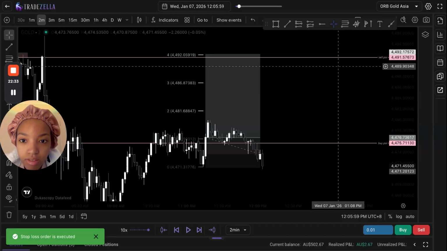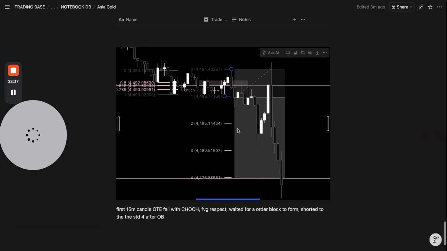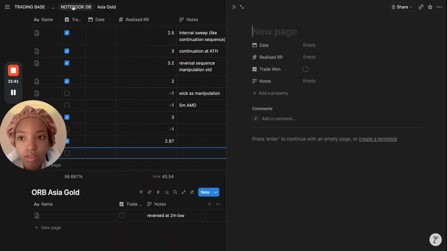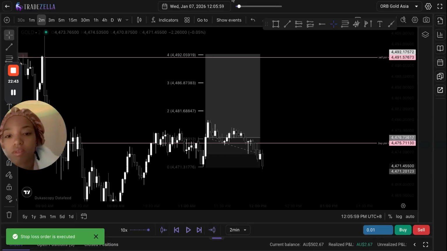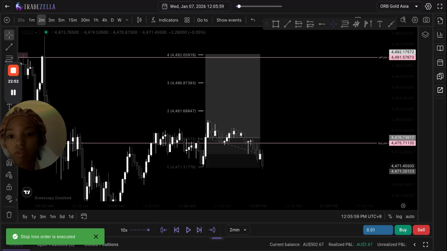What time was it at? It was at 11. But no, I actually like that one. I would take that one again. But maybe my cutoff time will have to be like 10:30. Oh, it didn't want to upload. Okay.